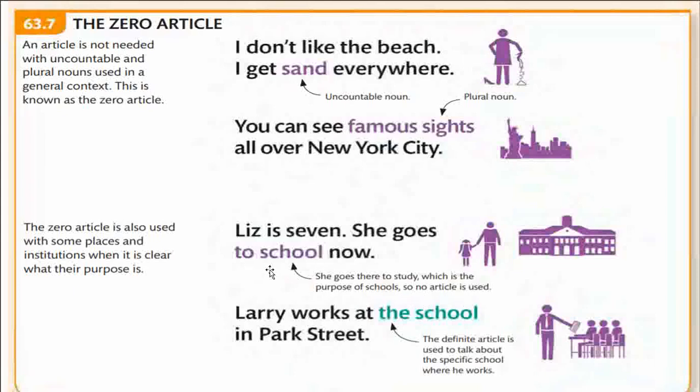So when we are aware of the purpose, no article is used. Larry works at the school. Now the over here is a specific school on Park Street. The definite article is used to talk about the specific school where he works. I hope this makes the idea clear about the zero article, meaning no article, and specific articles.